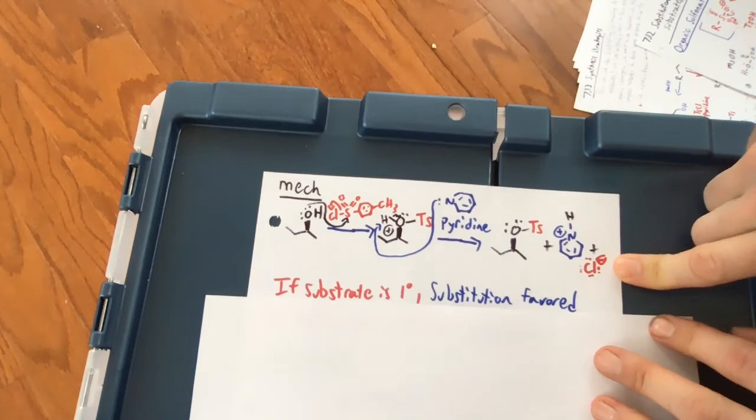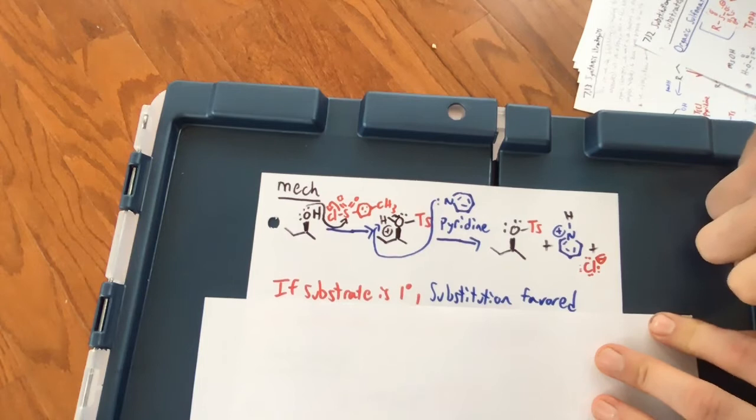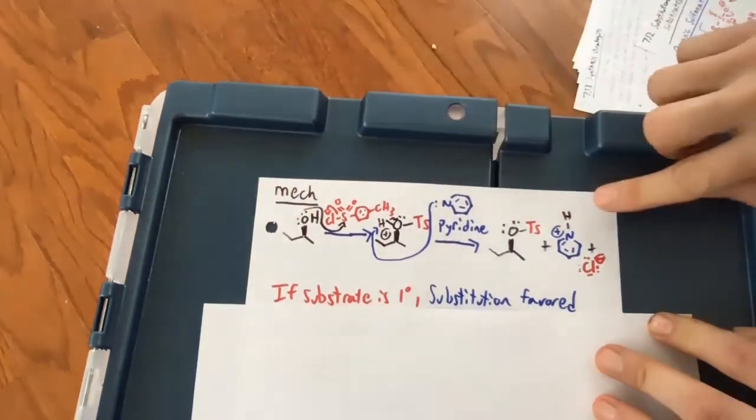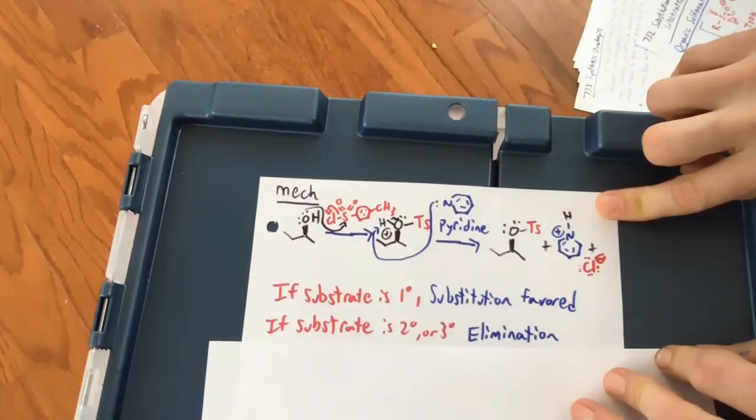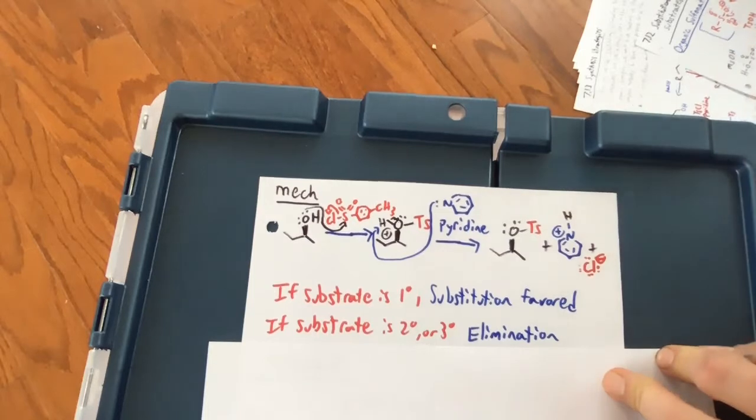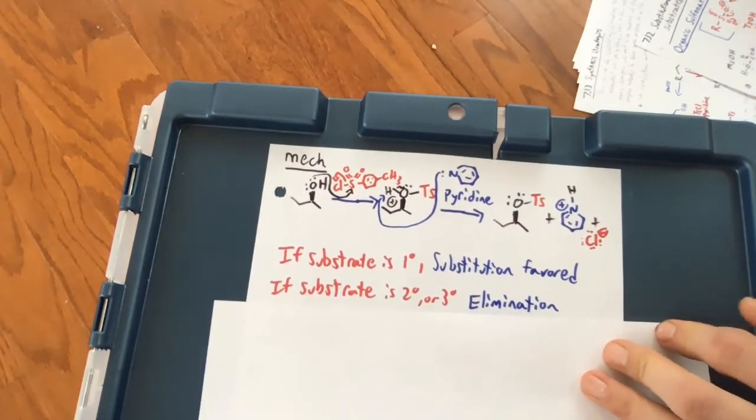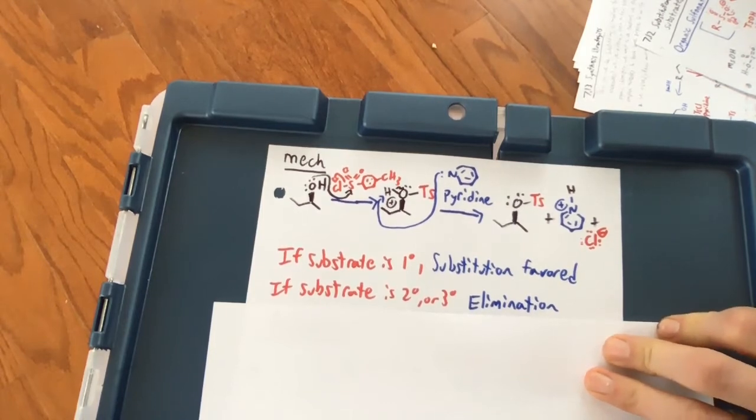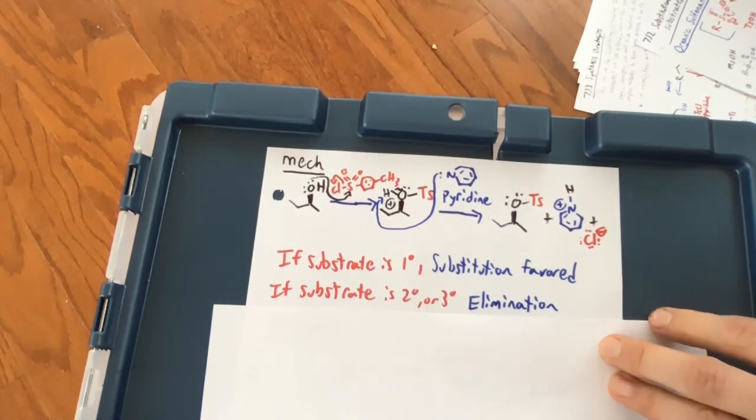These organic sulfonates tend to favor substitution reactions if the substrate is primary. This one's secondary. But if the substrate is tertiary or secondary, they tend to favor elimination. So keep that in mind whenever we're looking at specific reactions, because if you have a tosyl group, a mesyl group, or a triflic group, then perhaps they can be eliminated or substituted depending on the type of substrate that they're on.